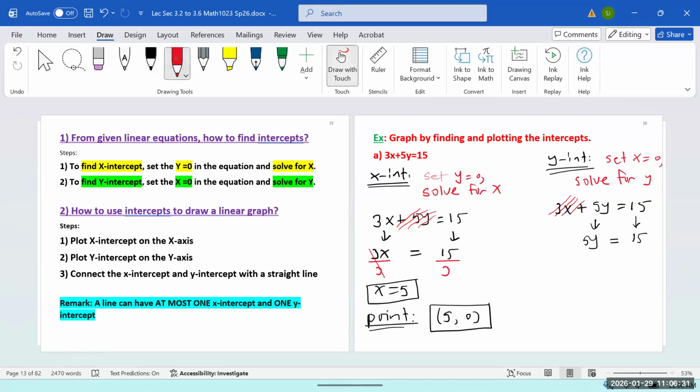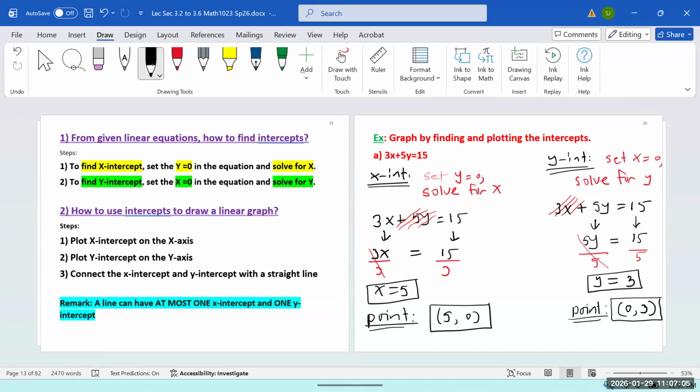Solve for y, what do we do? Divide by 5. So no more 5 in front of y. We have y equals, what is 15 divided by 5? But again, we prefer point format. So in the y-intercept, what is our x? 0. And we already know our y is 3. We just found it.